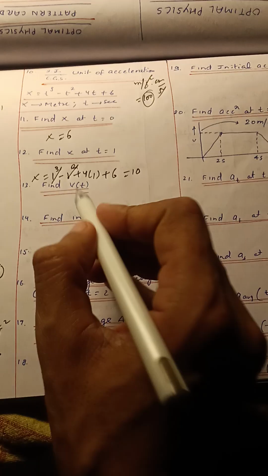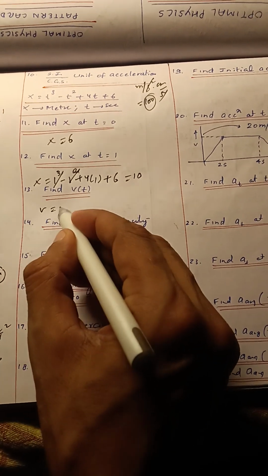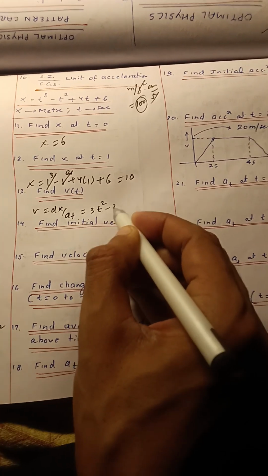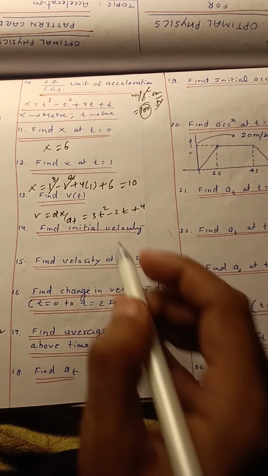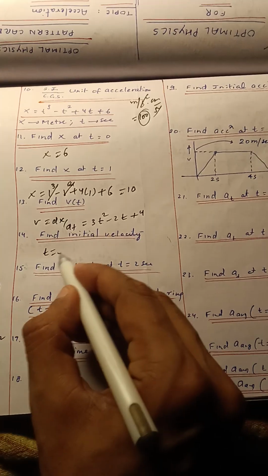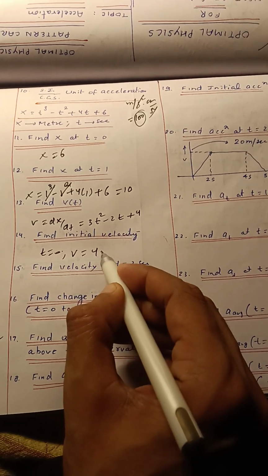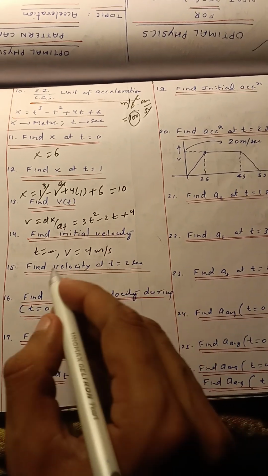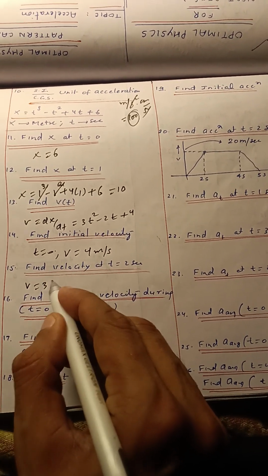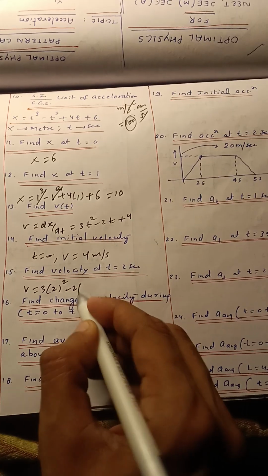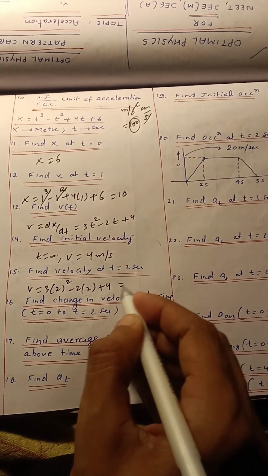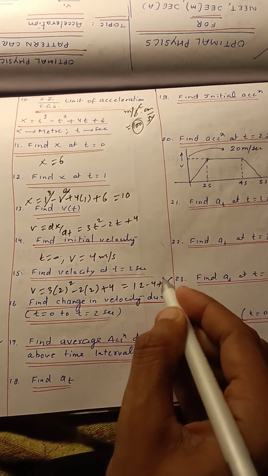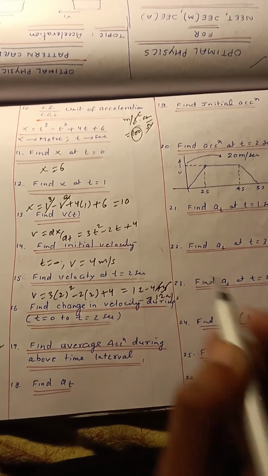Next question: we need to find the instantaneous velocity. It is dx by dt. We solve it and get 3t square minus 2t plus 4. Then we need to find the initial velocity. Here t is 0, so v will be 4 meter per second. Then we need to find the velocity at t equal to 2. Substituting t equal to 2, v is 3 into 2 square minus 2 into 2 plus 4. So it will be 12 minus 4 plus 4, which is 12 meter per second.